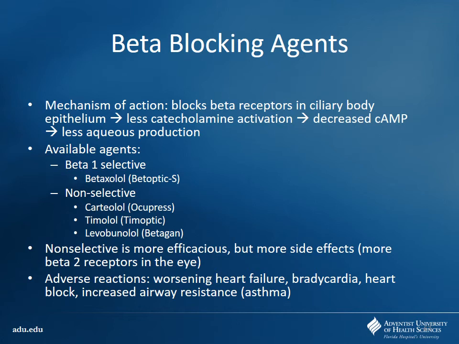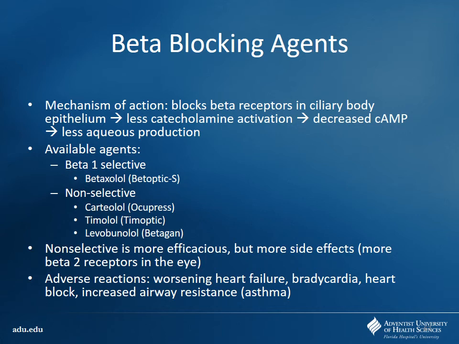So for some available agents, you notice that some are considered beta-1 selective and some are non-selective. What I mean by that is that beta-1 selective agents are going to only work on beta-1 receptors, versus non-selective agents that can work on beta-1 and beta-2 receptors. That's going to be really important for side effects and contraindications in just a second. Now, the non-selective agents are probably going to be more efficacious on the whole, but they are going to lead to more side effects, because there are more beta-2 receptors in the eye than beta-1, but you will see there's still some activity even if you use a beta-selective agent. So betaxolol, that's a beta-1 selective agent.